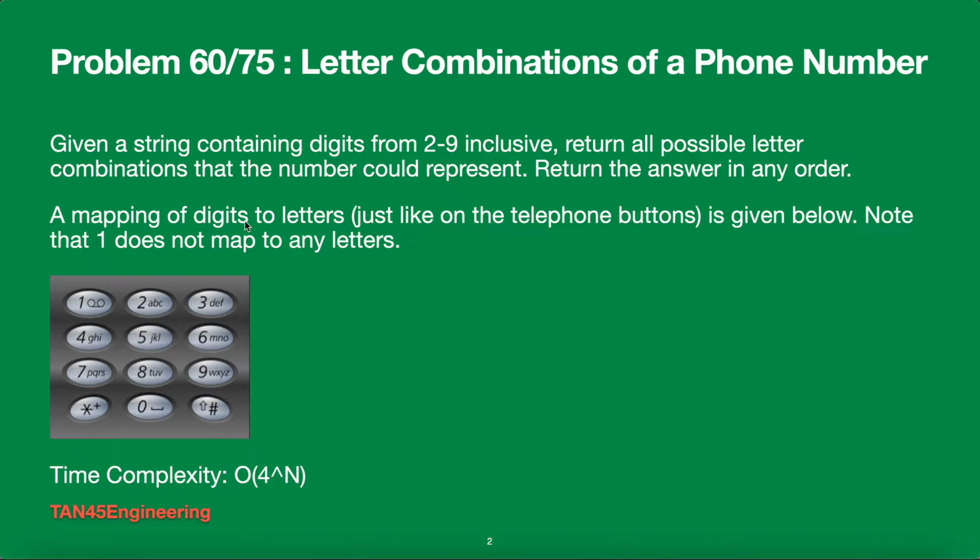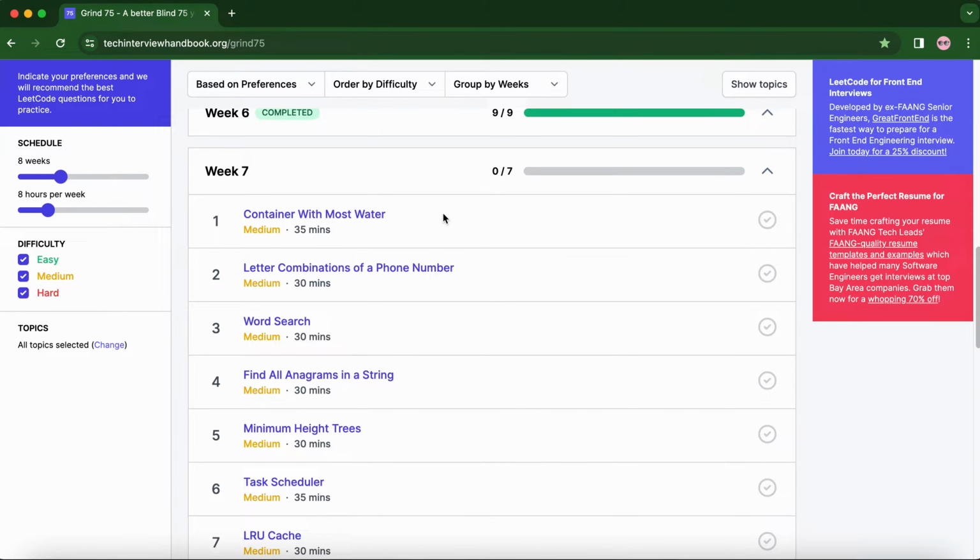By the way, we have reached the 60th problem out of 75. So we are very close to making it 75 out of 75. Last time we solved Container With Most Water. You can find it in the list.